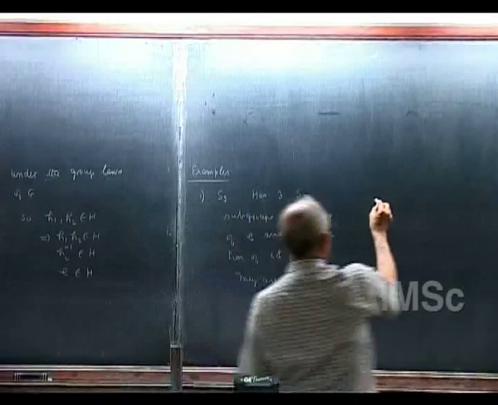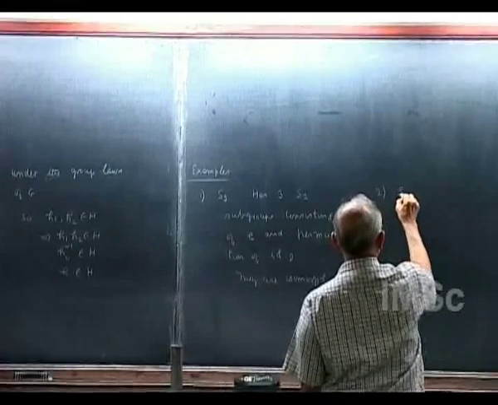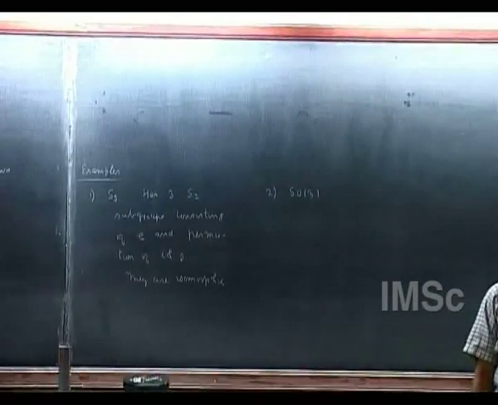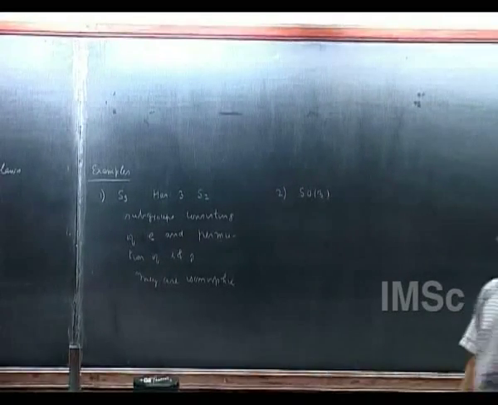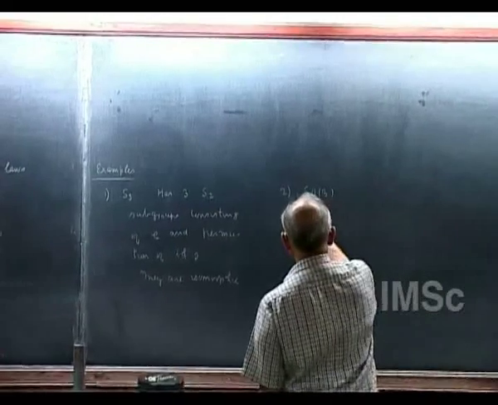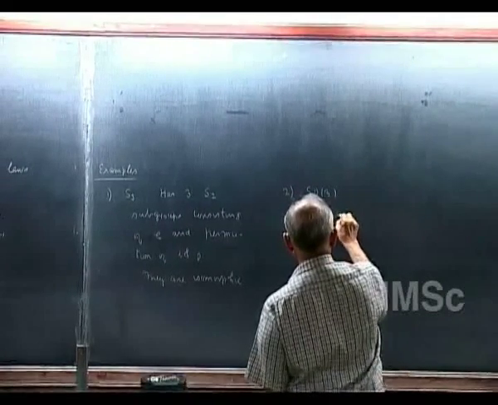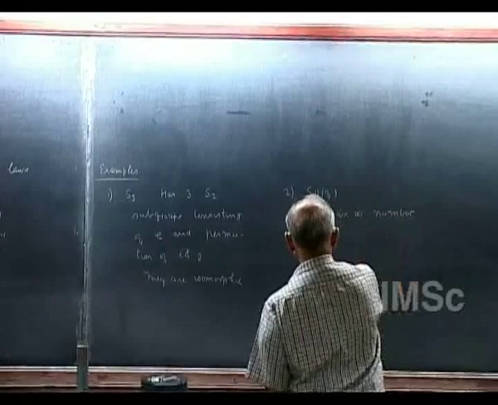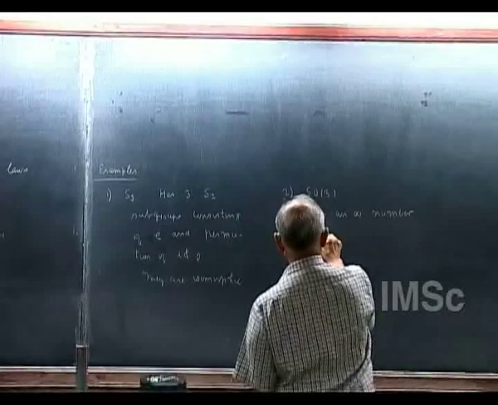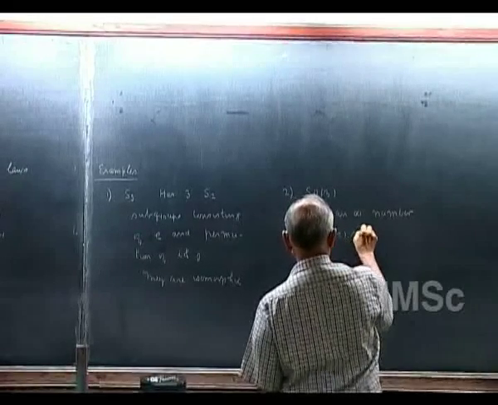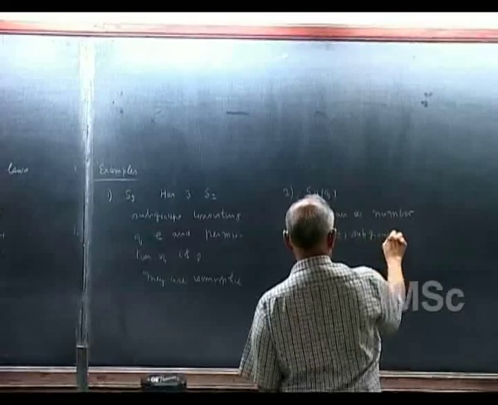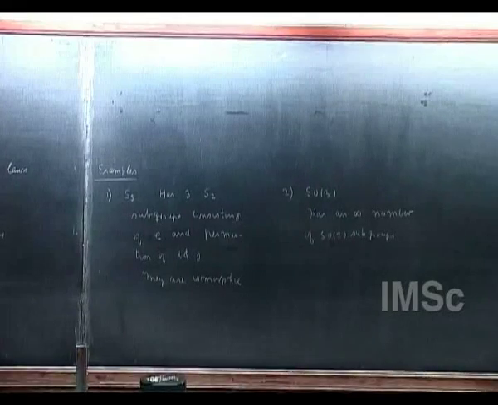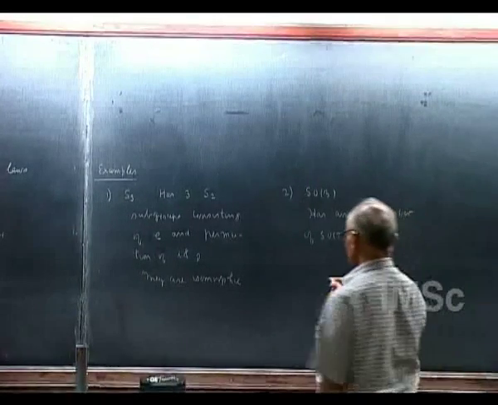Let me look at a slightly more complicated example. Let me look at SO3, rotations in three dimensions. This has an infinite number of SO2 subgroups. What may be the subgroups? Can you tell? Fixed axis. Yeah.